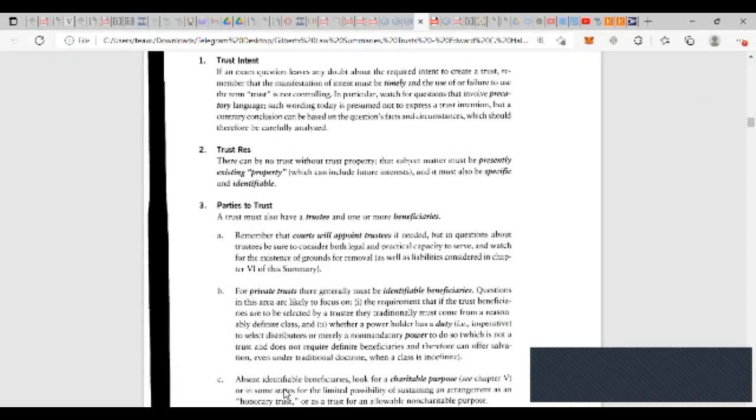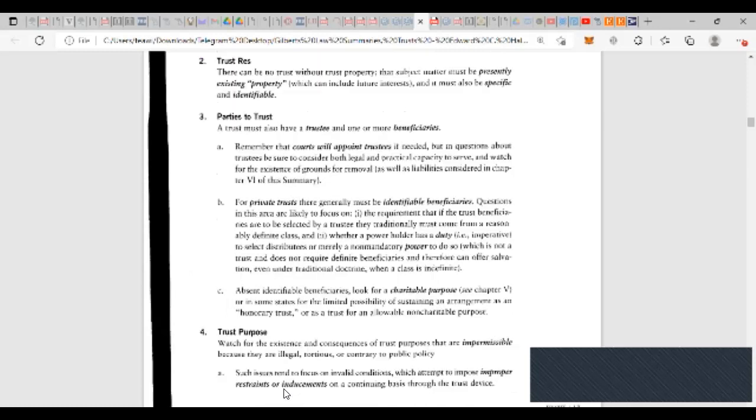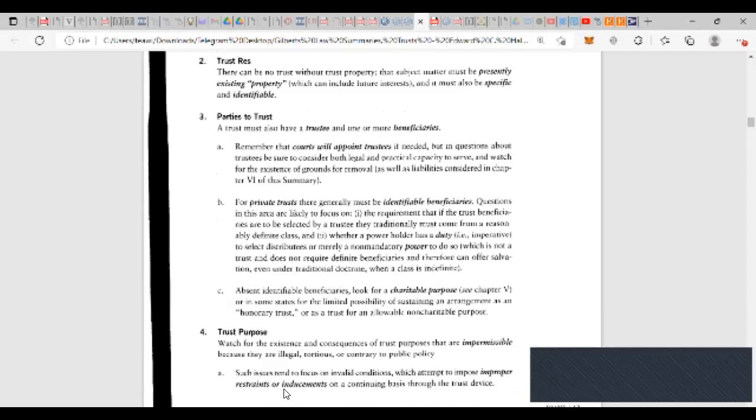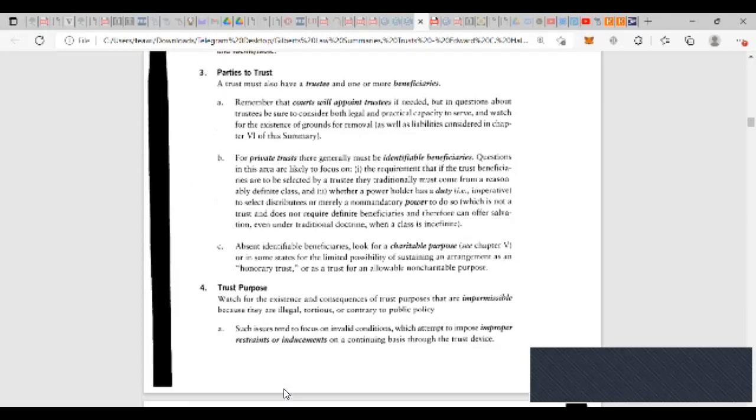Such wording today is presumed not to express a trust intention, but a contrary conclusion can be based on the question's facts and circumstances, which should therefore be carefully analyzed. Number 2, trust res. There can be no trust without trust property. That subject matter must be presently existing property, which can include future interests, and it must also be specific and identifiable. Number 3, parties to trust.